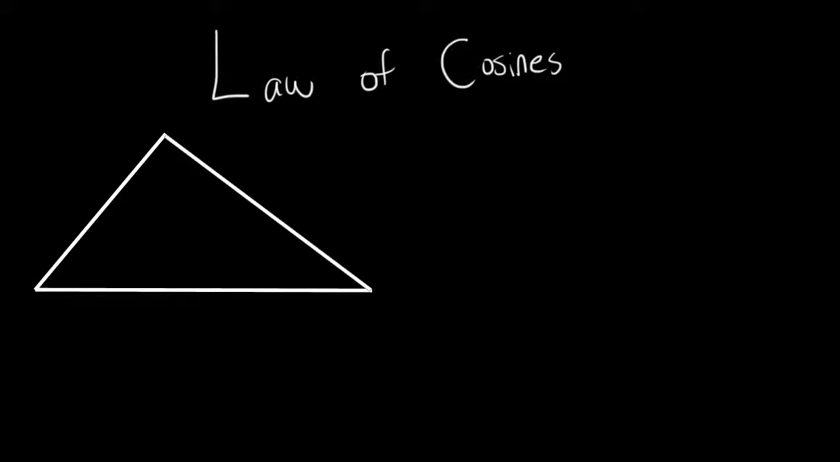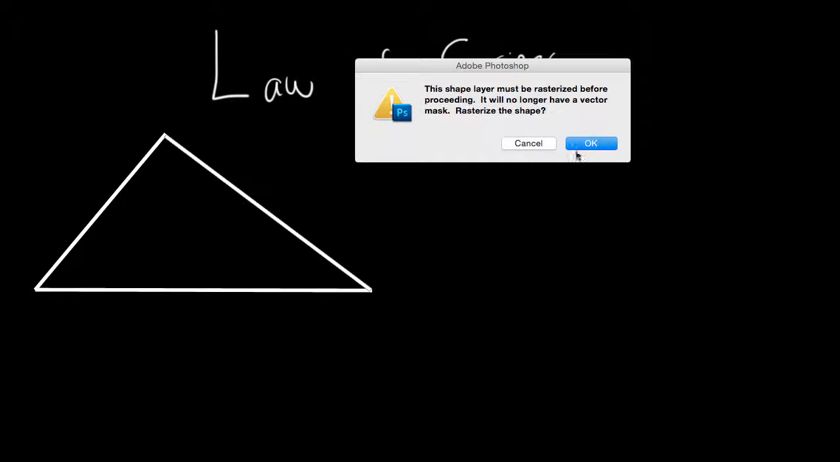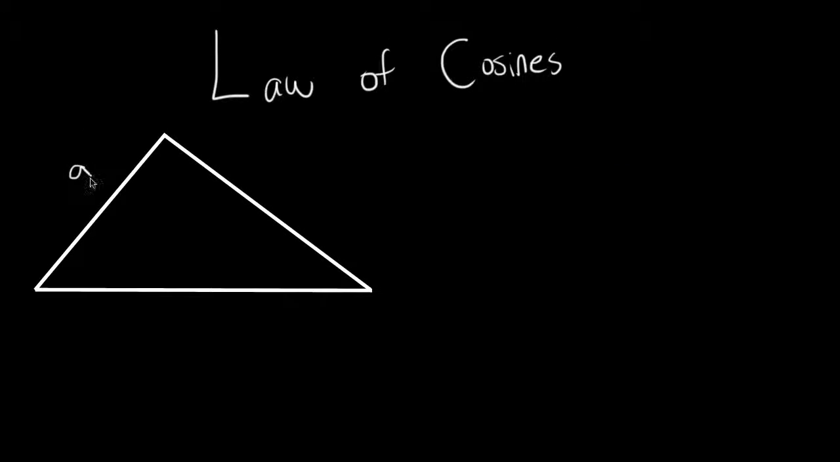Okay, so we have this triangle over here, and we have a side that is A. Okay, A, C, and B. We have those sides of the triangle, and we have the angle over here. This angle is going to be theta, and we want to be able to figure out properties, to be able to figure out the sides and the angles here.